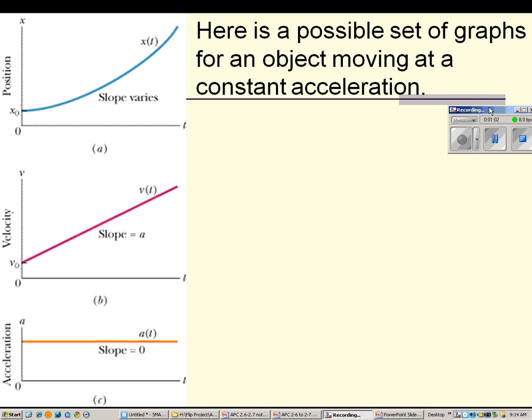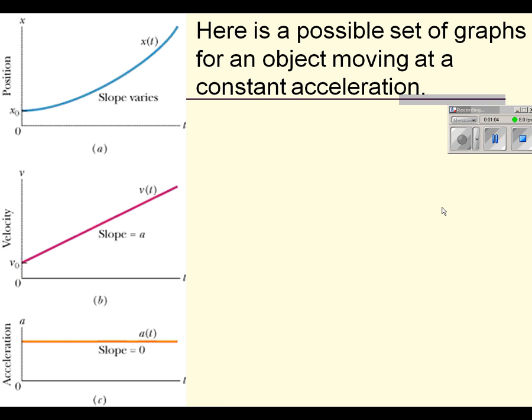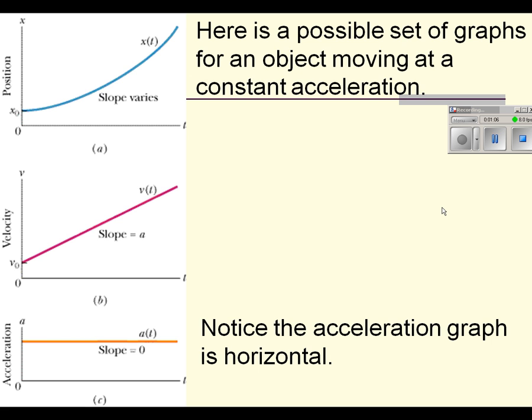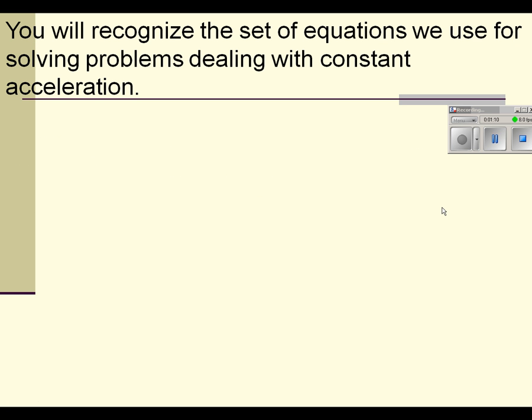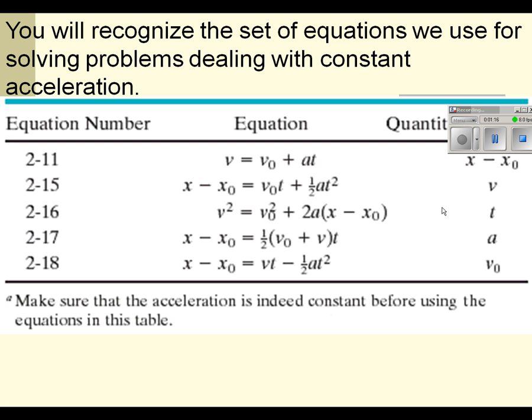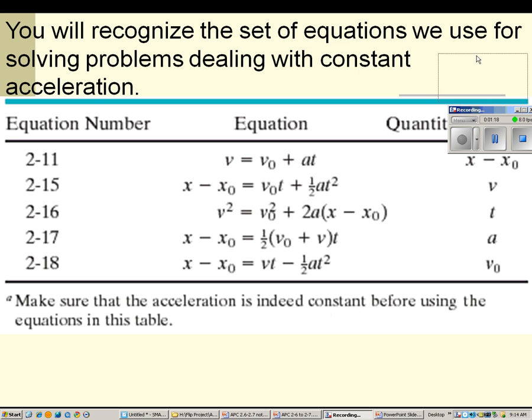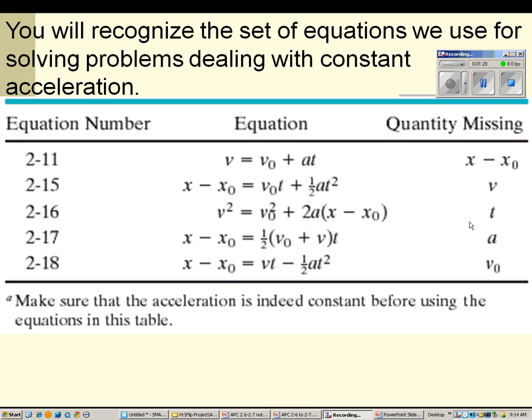So here's a possible set of graphs for an object moving at constant acceleration. And we see the acceleration graph is horizontal. So you'll recognize the set of equations we use for solving problems dealing with constant acceleration from your past physics class. And here's a list of them again. You'll want to write these down. You want to pause the video and write these down in your notebook.